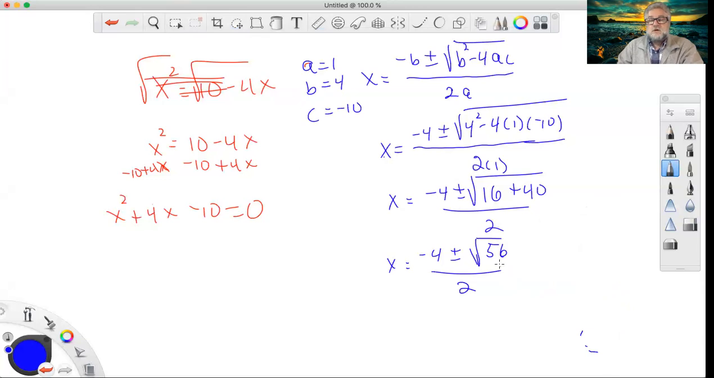Okay, so 56, we got to think of the factors of that. 56 is 7 times 8, right? Which is 7 times 4 times 2. Ah, there's a perfect square. So I could write this as minus 4 plus or minus square root of 4 times 7 times 2, which is 14.